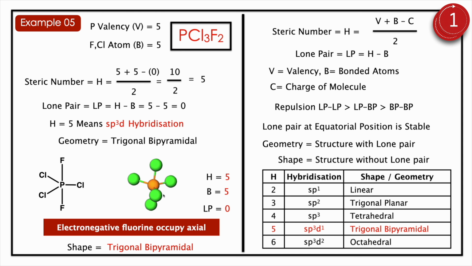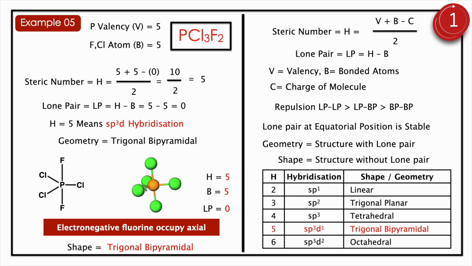Then the next example, PCl3F2. Here the central metal atom is phosphorus. It holds chlorine and fluorine. Phosphorus valency is 5, which is the nitrogen group. Total bonded atoms are 5, which are chlorine and fluorine. Steric number will be H equals 5 plus 5 minus 0 by 2, 10 by 2, 5. Lone pair will be H minus B, which is 5 minus 5 gives 0.